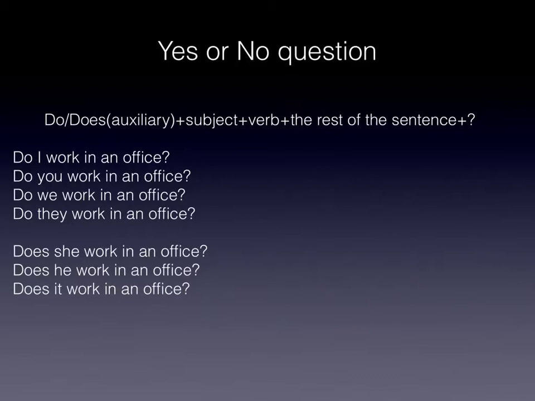Yes or no questions: do or does plus subject, then verb, then the rest of the sentence, then the question mark. Do I work in an office? Don't forget the question mark. Do you work in an office? Do we work in an office? Do they work in an office? And she, he, and it always take does and a question mark.